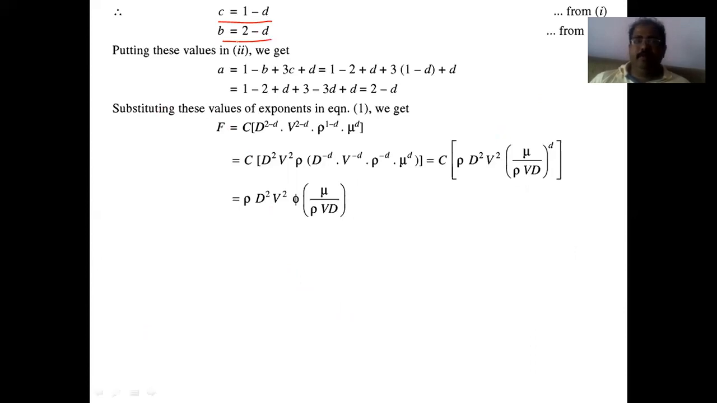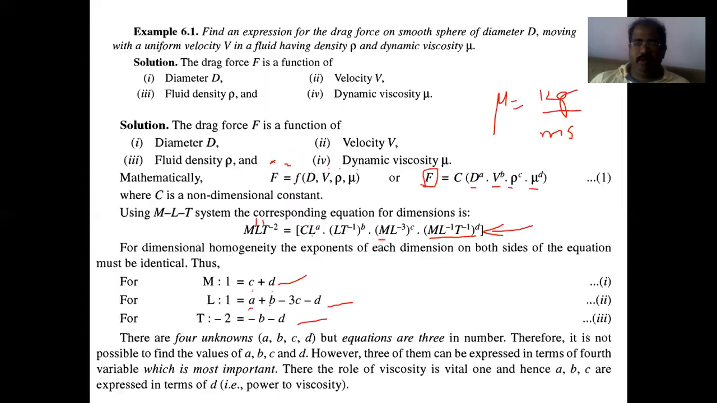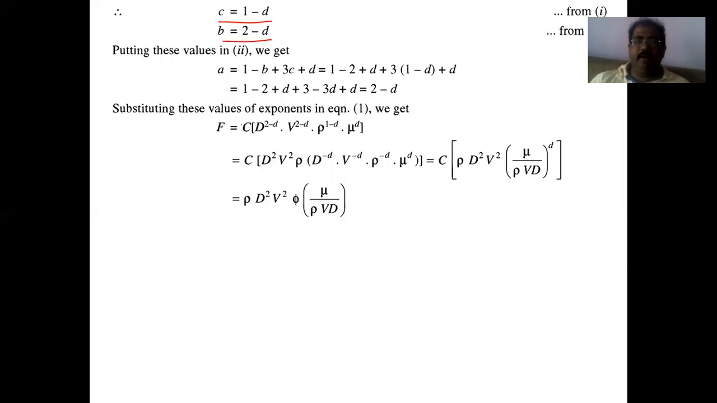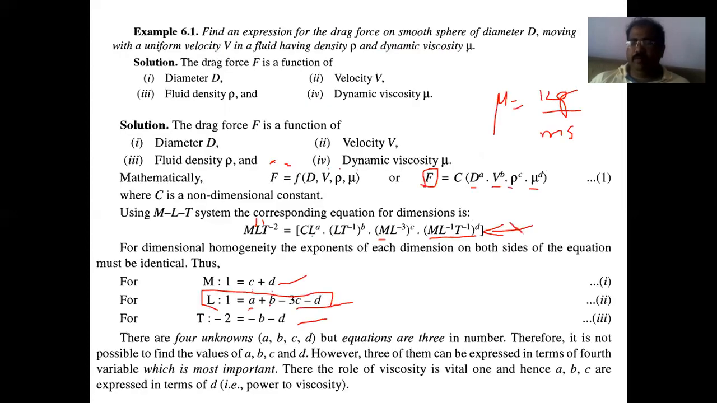When we put these into the equation, we conclude that A is equal to 1 minus B plus 3C plus D, which again is converted into D form, so we get 2 minus D. When we substitute these values in your basic equation, we are putting in the values of A, B, and C.